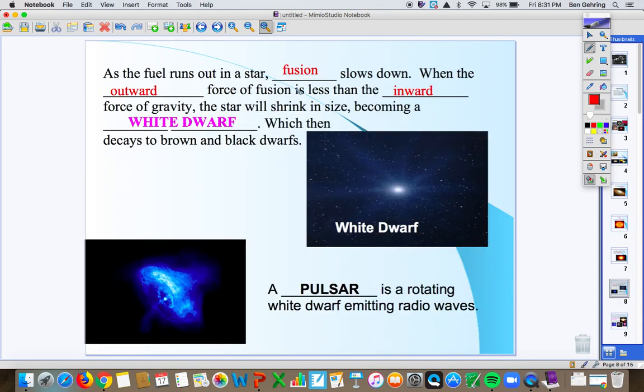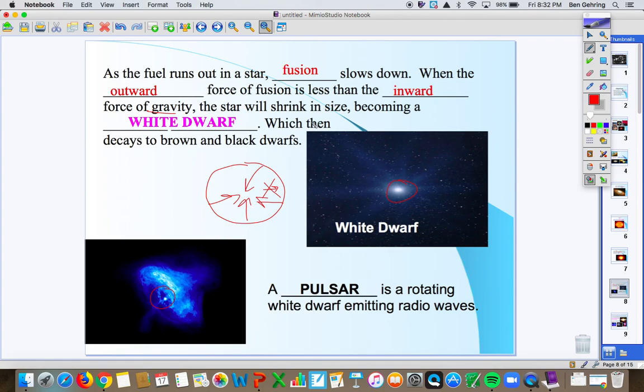When fusion slows down, your outward push is going to become less. So as we get way out here and fusion stops, I no longer have my outward push anymore. So then gravity is going to take over, and your star is going to shrink. So it goes from a red giant and shrinks down to become a white dwarf, which is this little guy here.